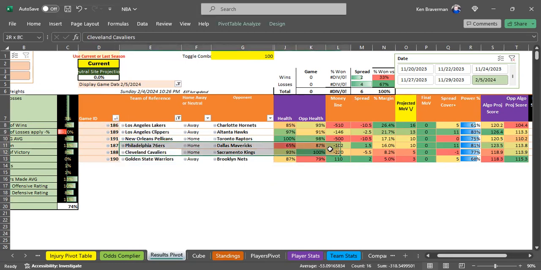Now you have Cavaliers, not as healthy, but still pretty healthy. The line's not great down here, and at only 8% margin makes this difficult to play as well.